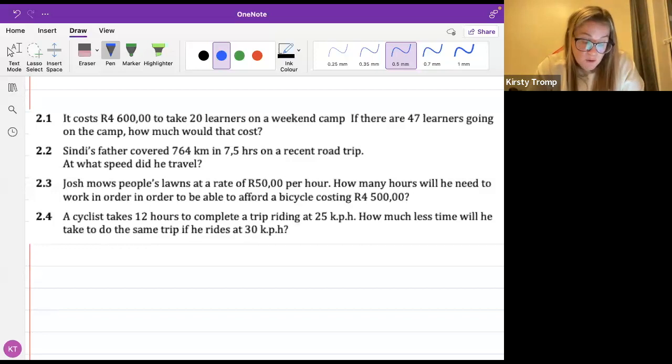Josh mows people's lawns at a rate of 50 Rand per hour. How many hours will he need to work in order to be able to afford a bicycle costing 4,500 Rand? And a cyclist takes 12 hours to complete a trip, riding at 25 kilometers per hour. How much less time will he take to do the same trip if he rides at 50 kilometers per hour? All right, so this is all ratios and rates, right?